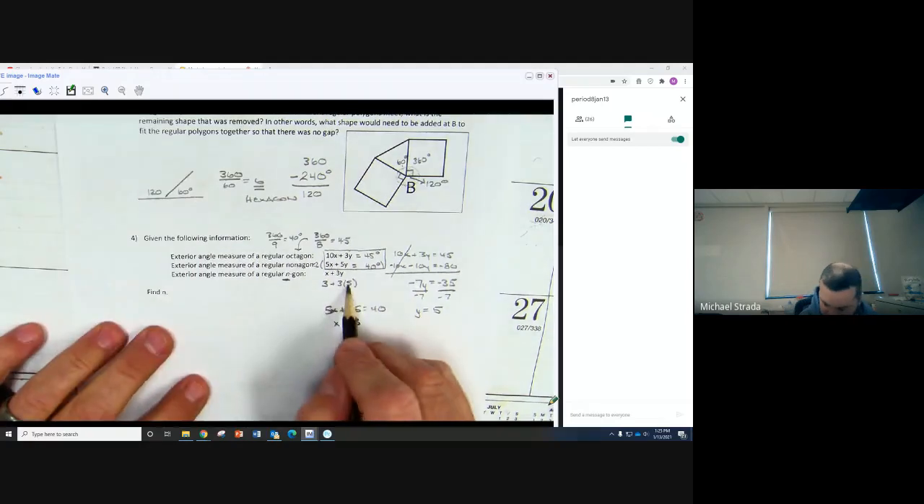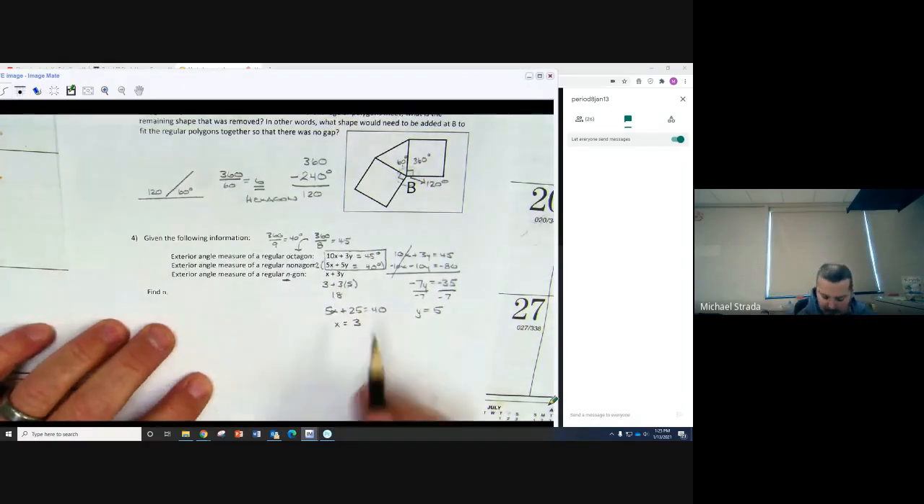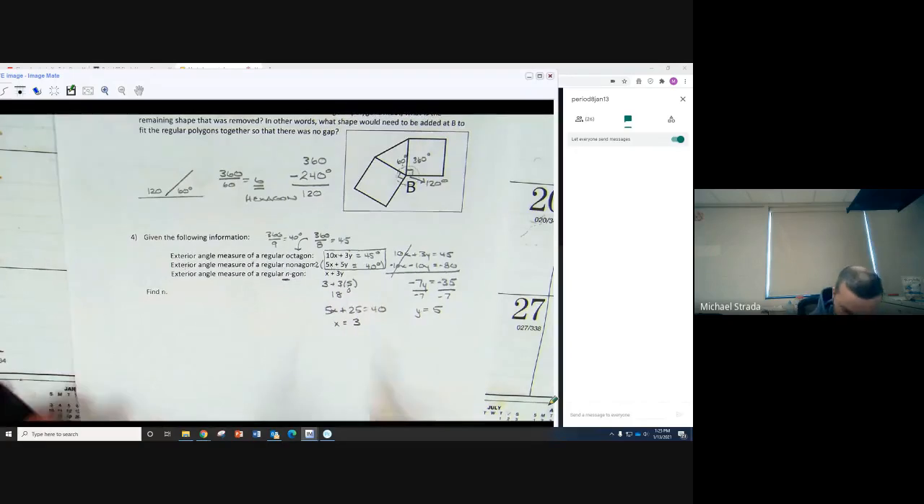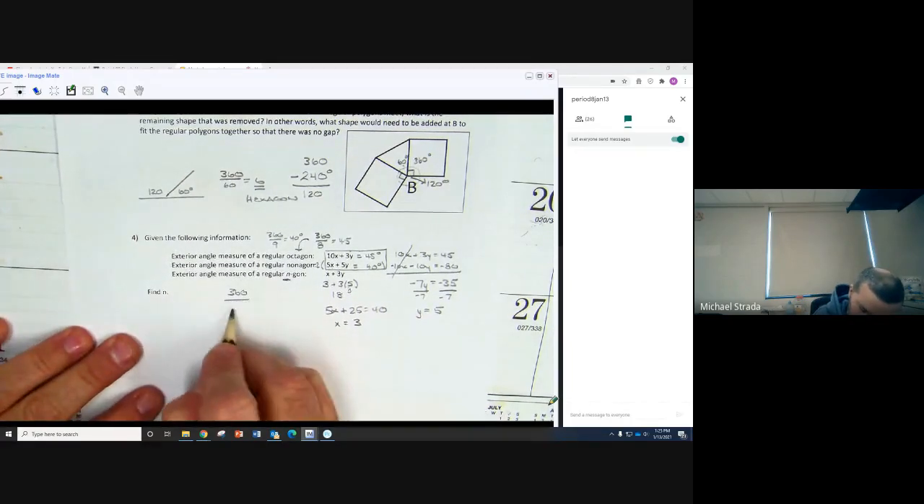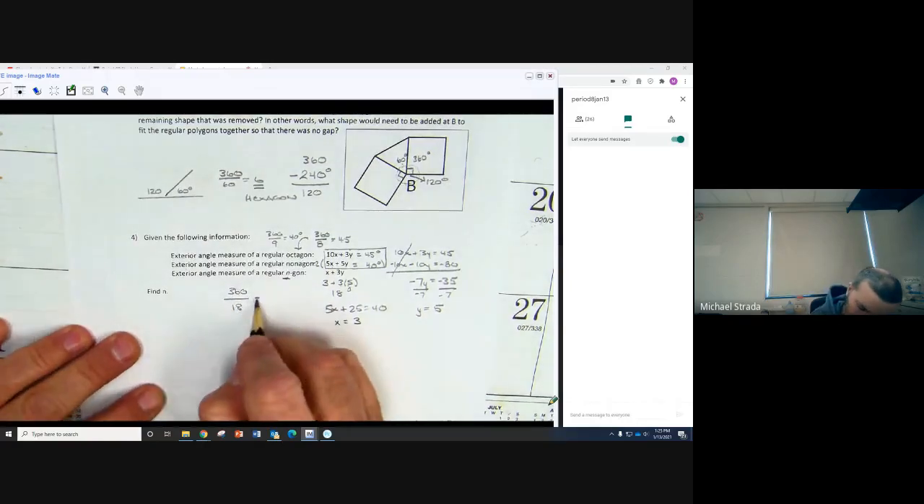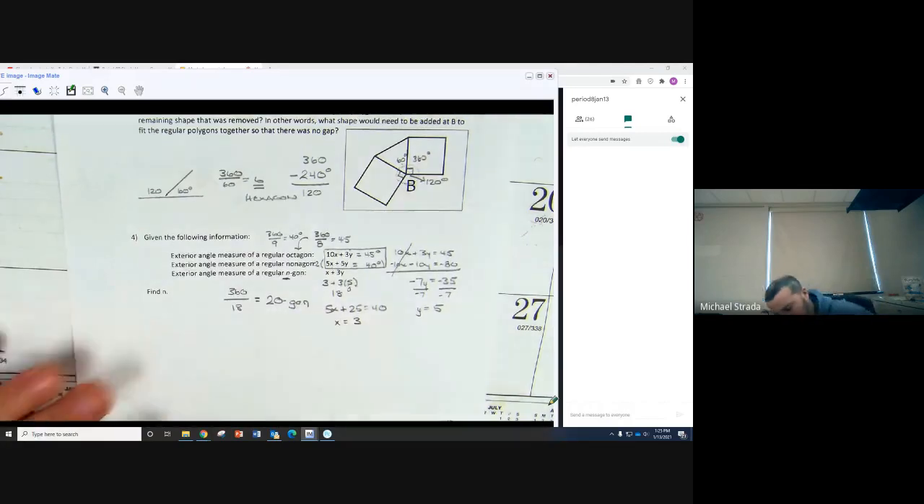3 times 5 is 15. 15 plus 3 is 18. So that means the exterior angle measure of our polygon we're trying to find is 18. Well, we take the 360 that we know they add up to, divide by the 18, which one measures, and 360 divided by 18 means I have myself a 20. And thus you have a systems application.